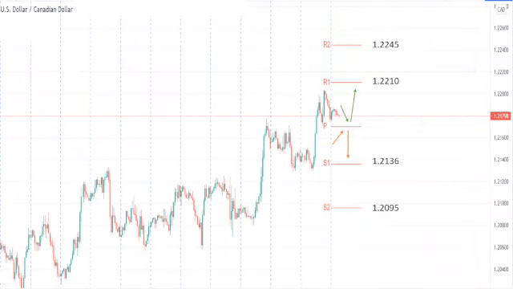Last is USD against the Canadian dollar. The current price of USD CAD during the Asian session was around 1.2179. However, if the CAD data is better than the previous data and forecasted, it may limit the upside potential for the USD against the Canadian dollar. Possible support is 1.2136 and 1.2095, and resistance 1.2210 and 1.2245 respectively.